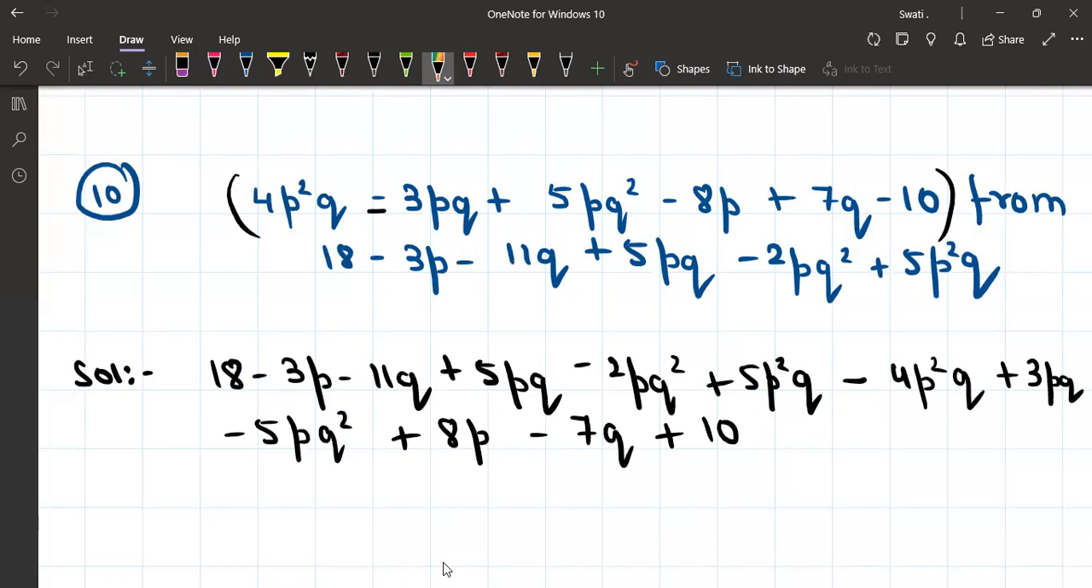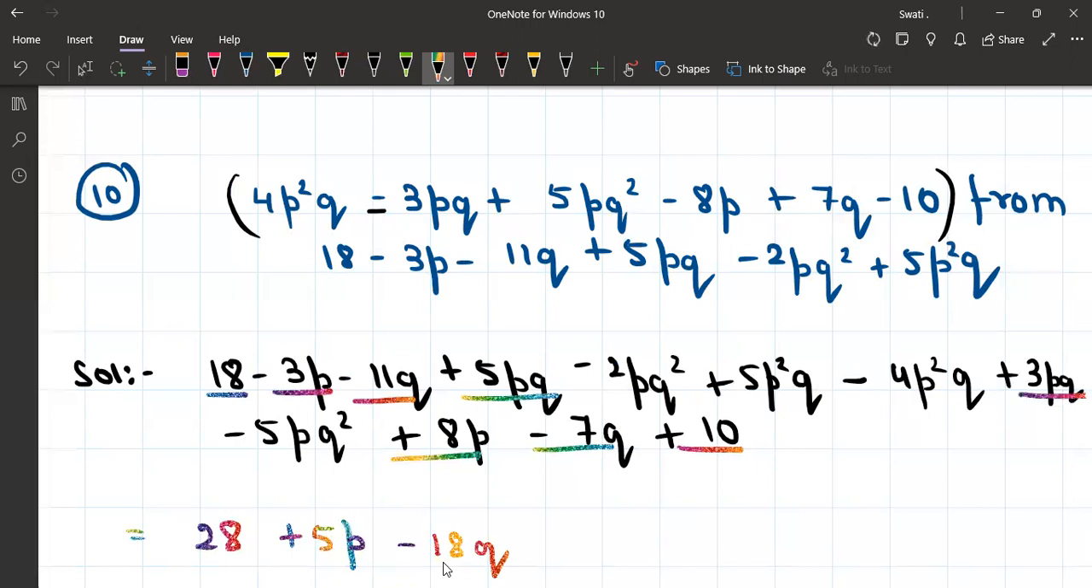Here I have 18 and plus 10. So 18 plus 10 is, of course, 28. Now let's solve the p term. Minus 3p. Do we have any other p? Yes. Minus 3p plus 8p is going to be plus 5p. Next, we have minus 11q minus 7q. That is going to be minus 18q. Next, we have plus 5pq and plus 3pq, that is plus 8pq.